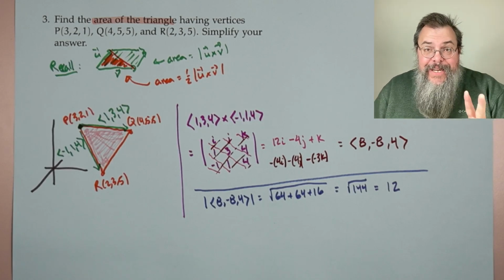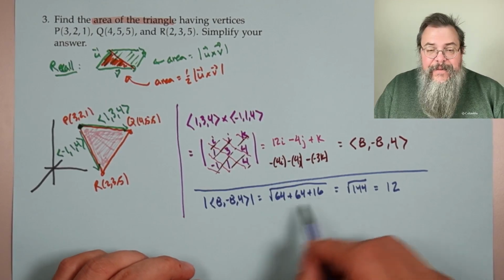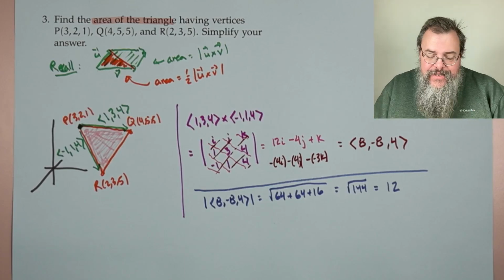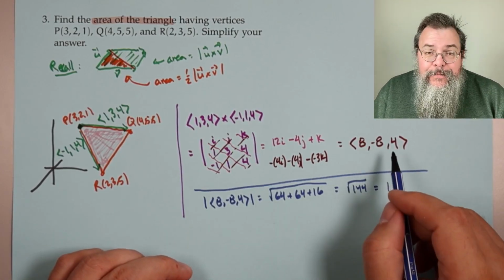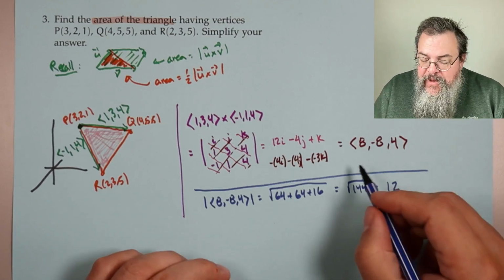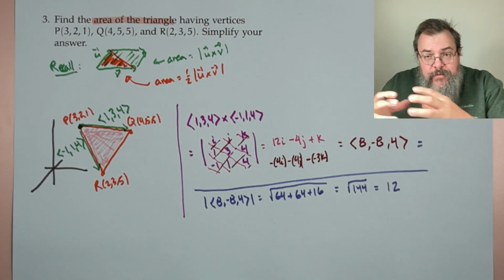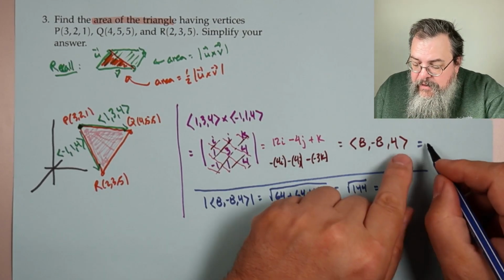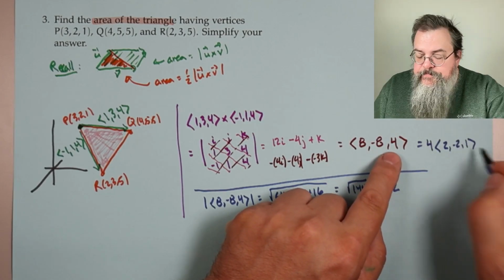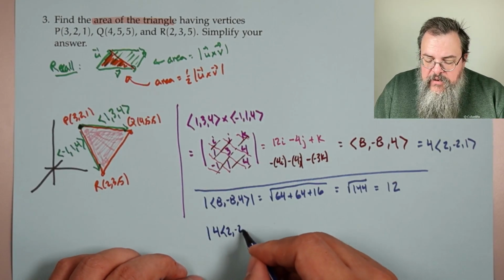All right, now I want to do a second way. Sometimes you're going to have lots of big numbers here. But notice something about this vector, 8, minus 8, 4. Those numbers have something in common. They all have a factor of 4. So let's pull out that common factor and move it out to the front. I'm going to pull out a 4, and then I'm going to have 2, minus 2, 1. So this is the same as 4 times 2, minus 2, 1.